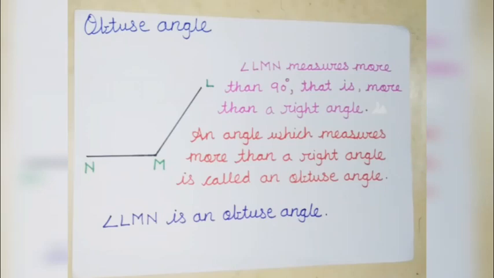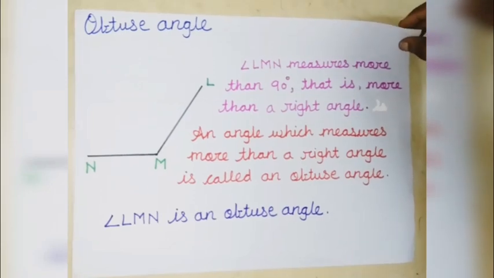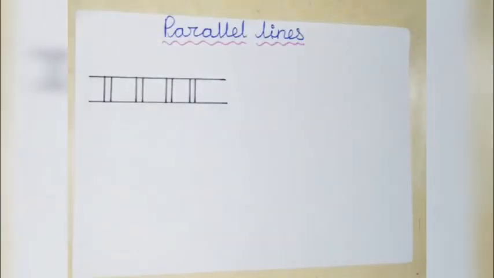So, children, now tell me which are the three types of angles? Yes, right angle, acute angle and obtuse angle. Children, I told you that I will teach you about parallel lines and perpendicular lines. Can you all tell me which picture it is? Yes, this is the picture of railway track.